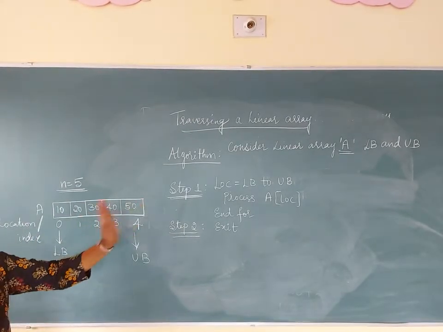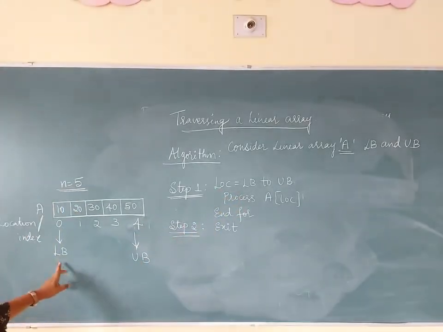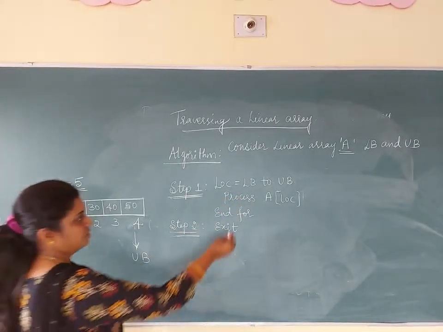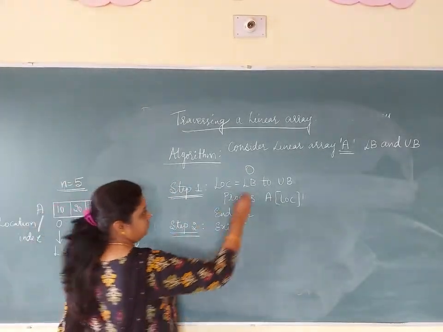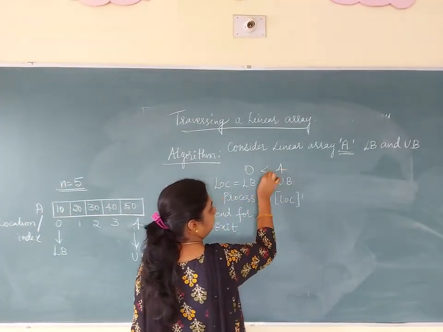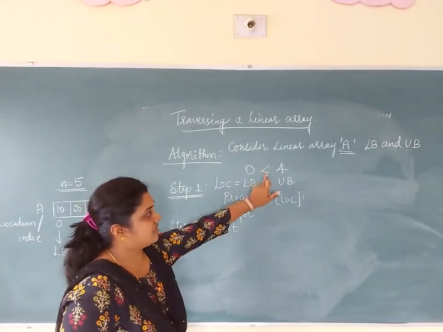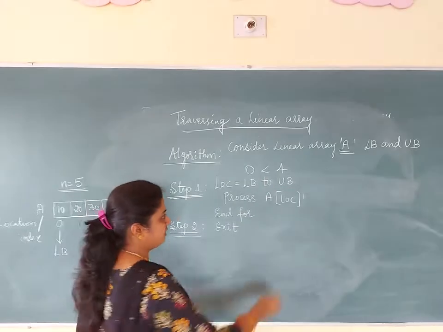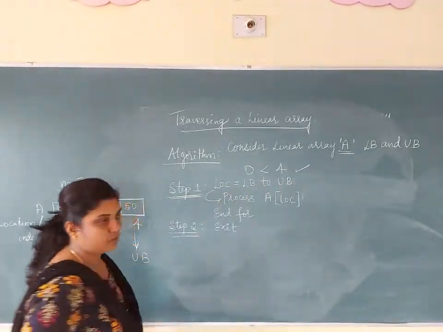Now we'll move on to the algorithm. So location is equal to my lower bound, that is 0. What is my upper bound? That is 4. Here I consider less than. 0 is less than 4. Yes, the condition is true. It will go to the next step, that is process.